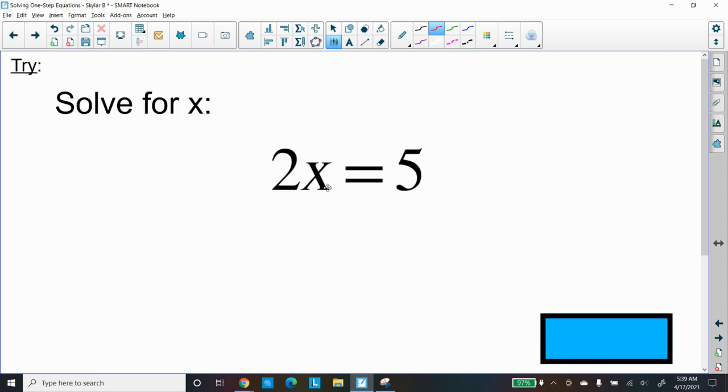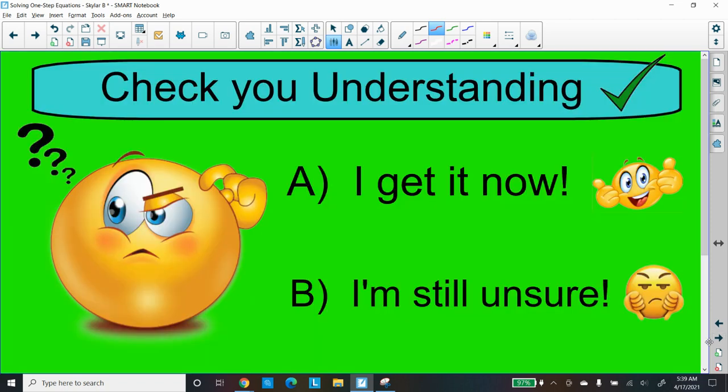So here's a question I want you to try. See if you can solve it for x. So now it's your turn to figure it out. Remember, this is multiplication. 2 times a number equals 5. So what is that number? So hopefully you can figure it out. Remember, do the opposite operation. That's the key. I hope you get it and understand what's going on. If you're still not sure, write down your questions and bring them in, and I'll be glad to answer them.